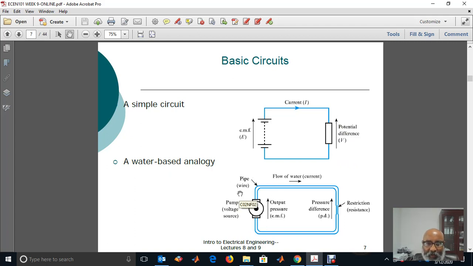We can make an analogy between the flow of current in a circuit and the flow of water in a pipe. For example, the pump is similar to the voltage source. And the pipe is similar to the wire where the electric current flows. And the water is similar to the current. And if we have, for example, a narrow section of the pipe here, it represents a resistance, where in the case of water, there is pressure difference across this narrow pipe.